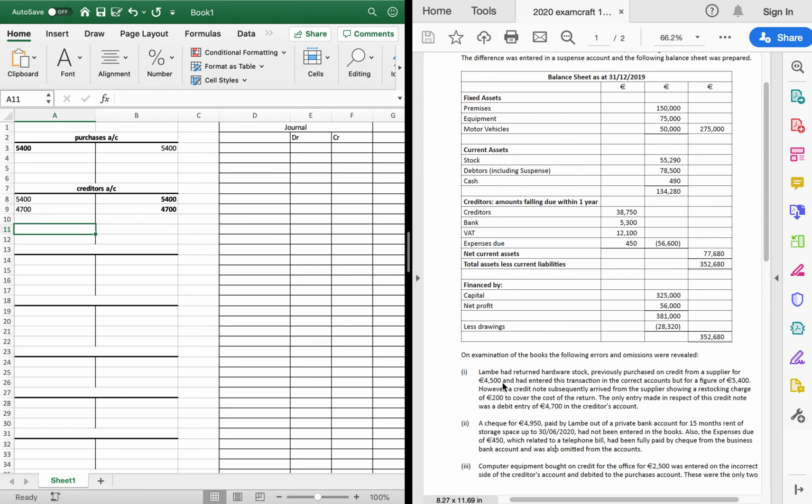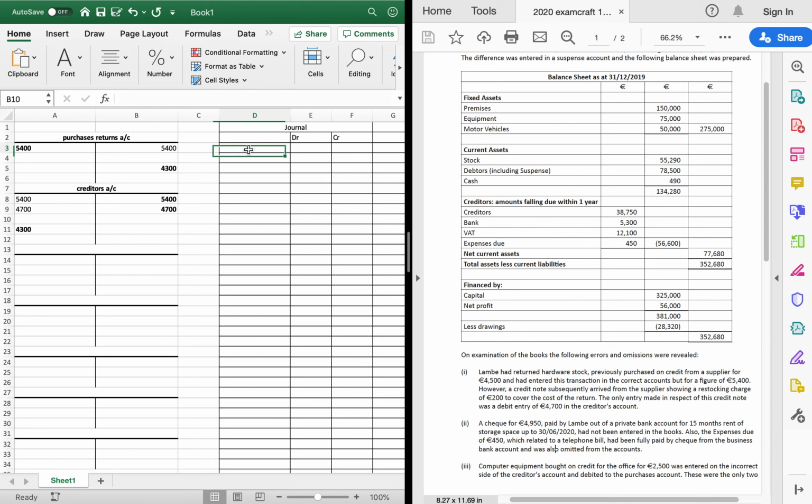So what should he have done? Well, creditors should have gone down by 4,300. He's not getting a credit note for the full amount. He's getting 4,500 minus 200. So creditors should go down by 4,300, and purchases returns should be 4,300 there. Okay, so I can just call that purchases returns rather than purchases. Okay, so that's it done.